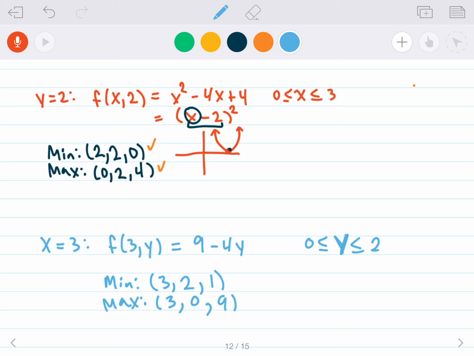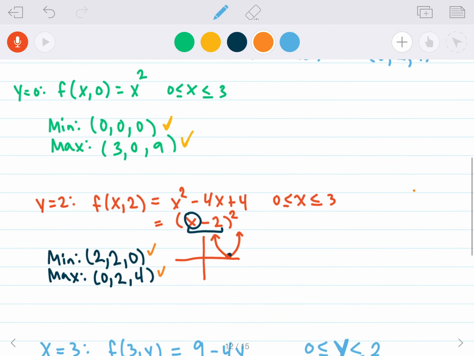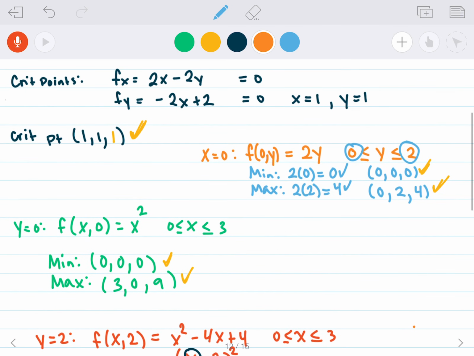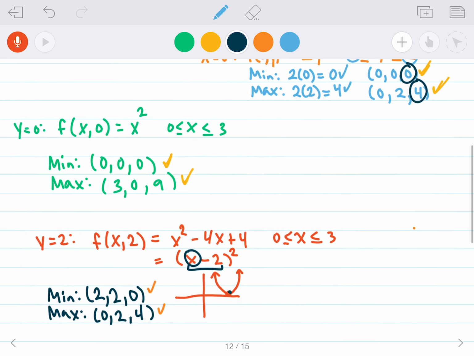All right. That was a lot of work. But now we have everything we need, and we just have to see which one has the highest z value. That's our max. So looking at all of our z values, we have z equals 1, z equals 0, z equals 4, z equals 0, z equals 9, 0, 9. So this one's the highest. So 3, 0, 9 is the absolute max.